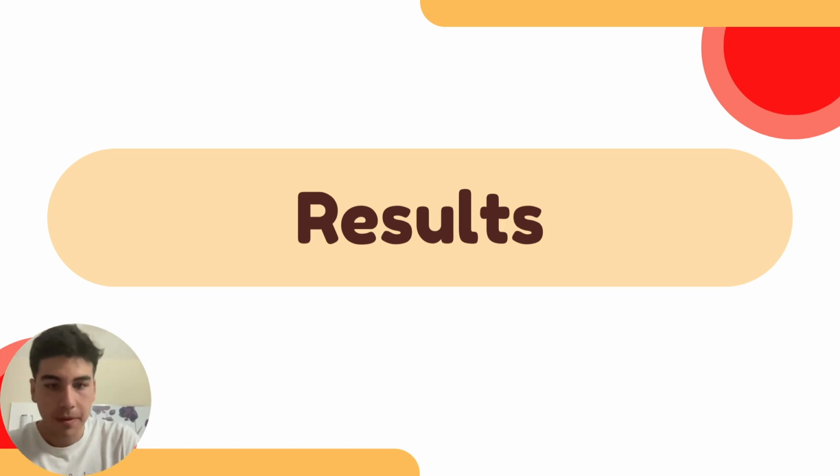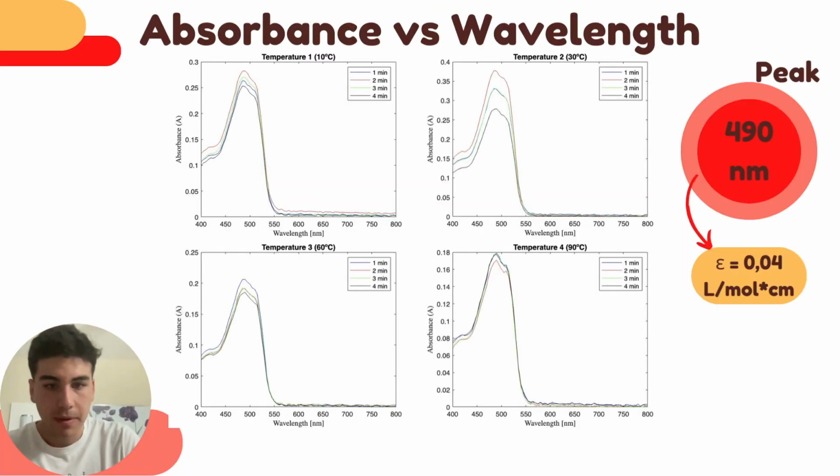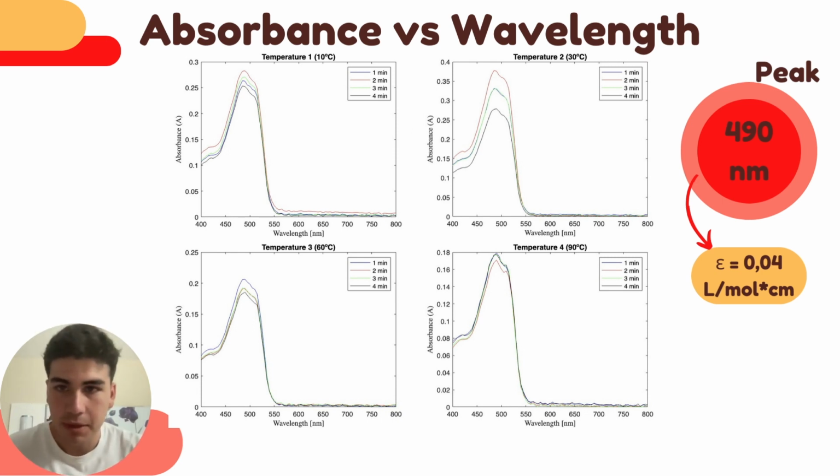Results. First, we graph the results of absorbance versus wavelength, and even though the highest absorbance varied between temperatures, they all peaked at around 490 nanometers, which means they all have the same molar extinction coefficient with a value of 0.04 liters per mole per centimeter.